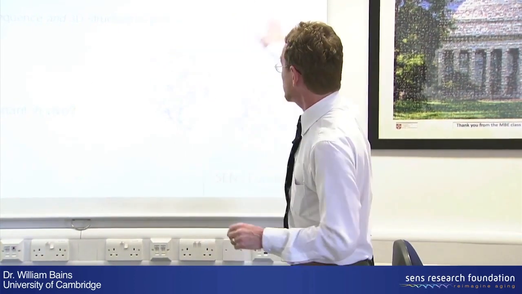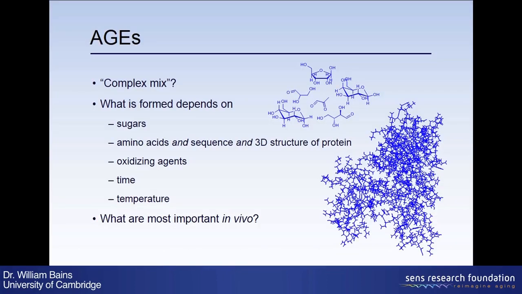Here are some of the sugars that form AGEs. This is just one protein structure to illustrate the complexity of that. If you're taking each of those and reacting with all the lysines in this, you're going to get a huge number of combinations. And you do get an enormously complex mixture. So the important question for us is which of these are most important in vivo, in a living organism.